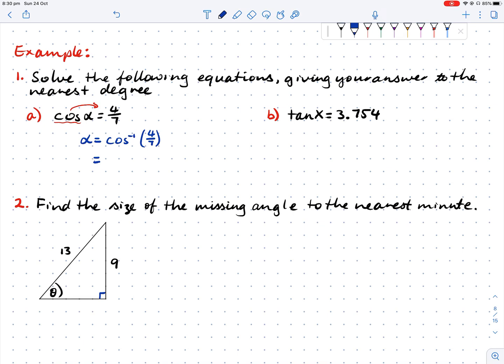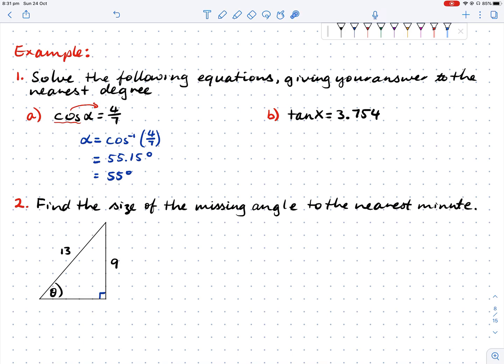So when I undo the cos, it becomes a cos minus 1 on the other side. When you put this into your calculator, you're going to press shift, cos, and then put the fraction in, 4 over 7. I think if you don't put the close bracket in, it still works. So you can just click equals there. And what you'll get is 55.15 degrees. The question says to the nearest degree, so we just need to round that off to the nearest whole number. So 55.15, closest whole number is 55 degrees.